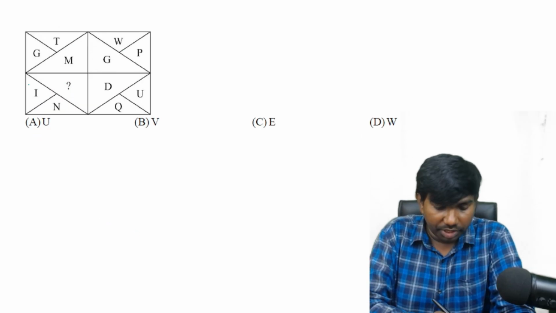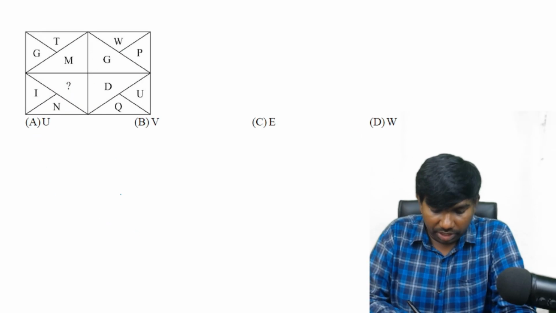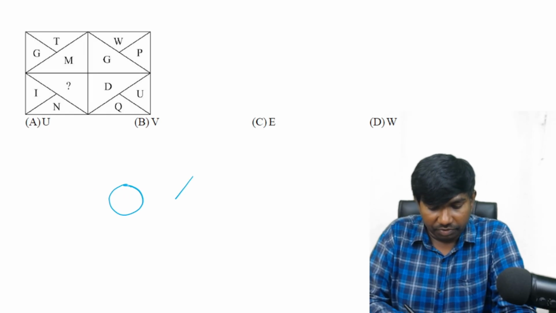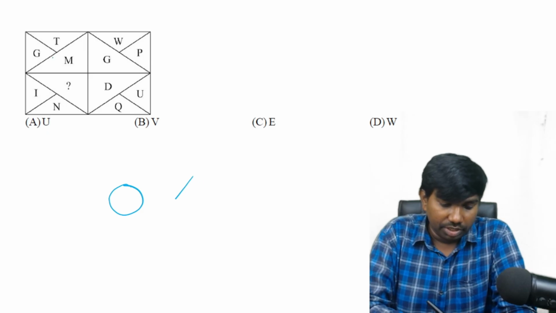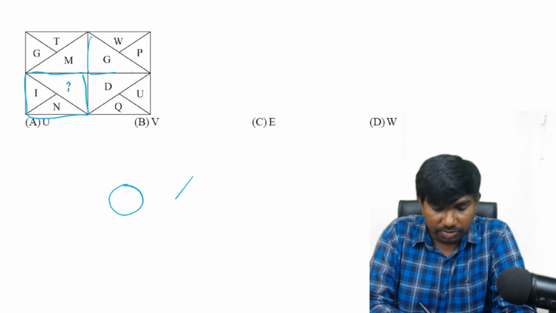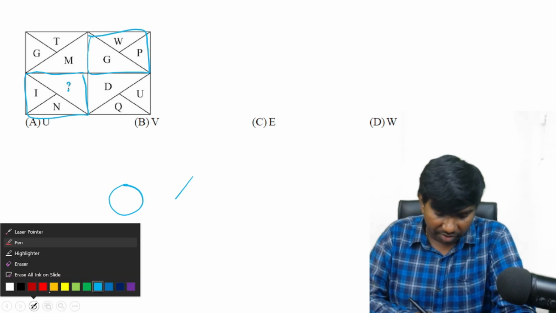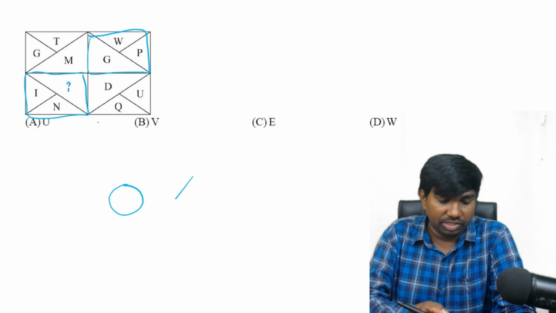Got it? Next question. Same type, but the only change is, instead of using circles here, straight lines are used. Instead of using curved lines, straight lines are used. Here also, here is the question mark, means don't touch this part and this part. First try to get the logic from the other two parts. After getting the logic, we can come to these segments again.